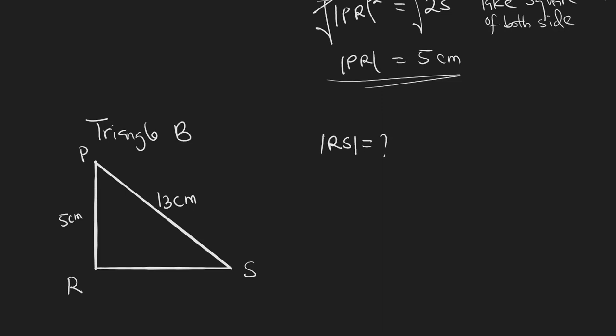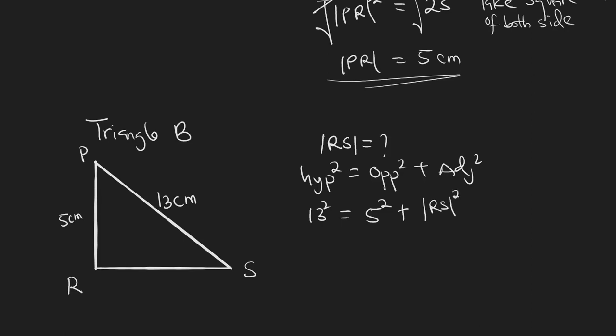Now, using the Pythagoras rule, we know that Pythagoras says that the square of the hypotenuse is equal to the square of the opposite plus the square of the adjacent. So what is our hypotenuse in this case? Our hypotenuse is 13, so 13 square is equal to the opposite, which is 5 centimeters, so 5 square, right? Plus what is our adjacent? Our adjacent we don't know, which is line RS squared, right?